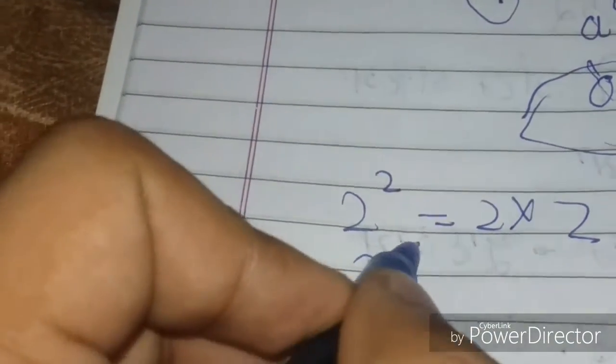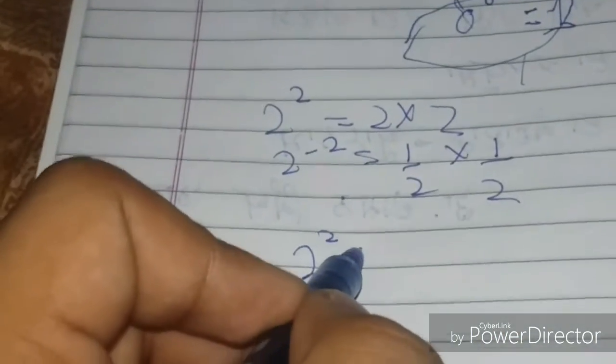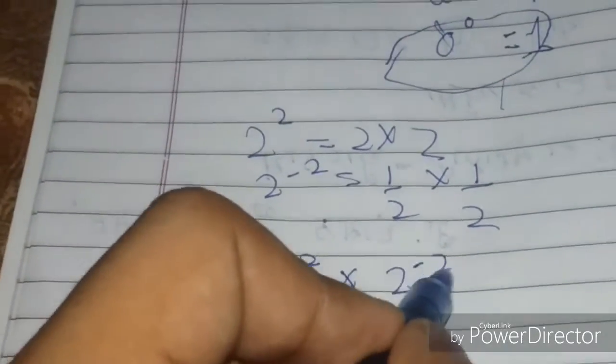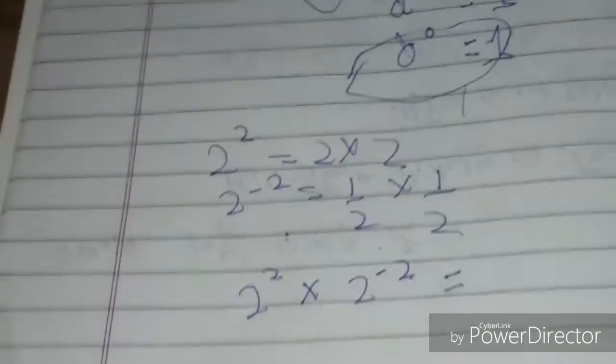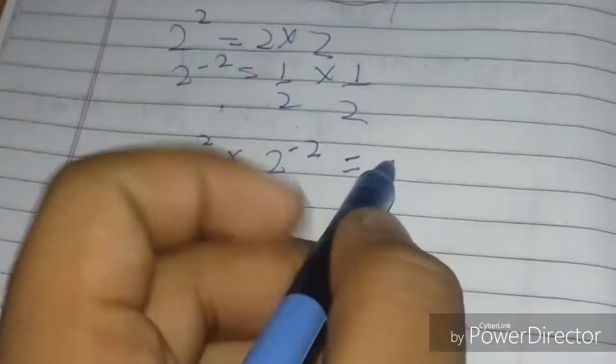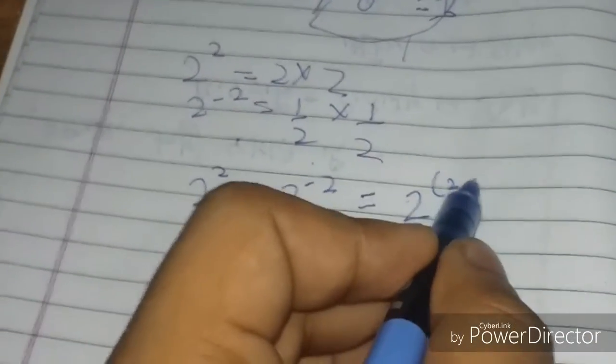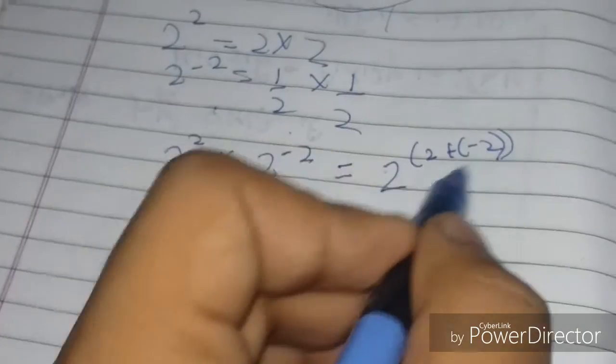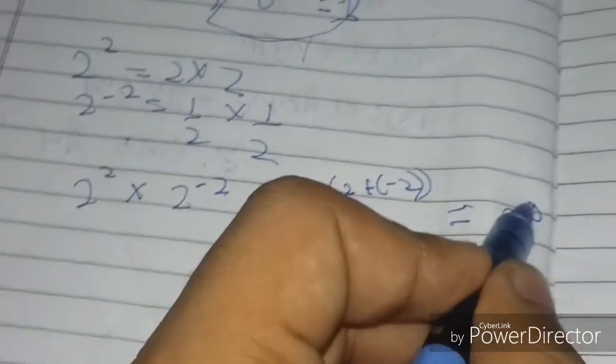The other way to say about exponents is, well, 2 raised to power 2 is 2 into 2. And 2 raised to power negative 2 is 1 by 2 into 1 by 2. Now, if we multiply 2 raised to power 2 into 2 raised to power negative 2, what should we get? Well, we know the powers are going to add in multiplication. So it would be 2 plus minus 2, which would be 2 raised to power 0.